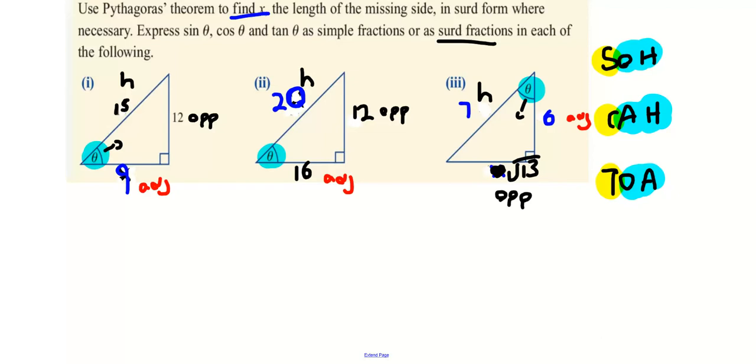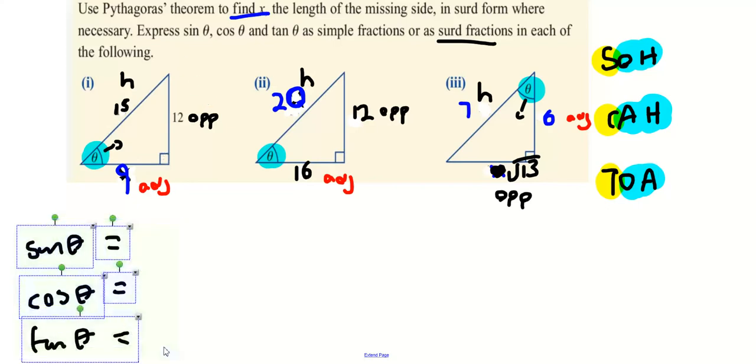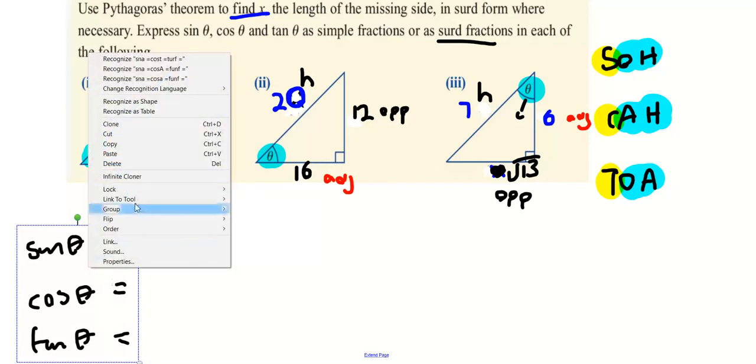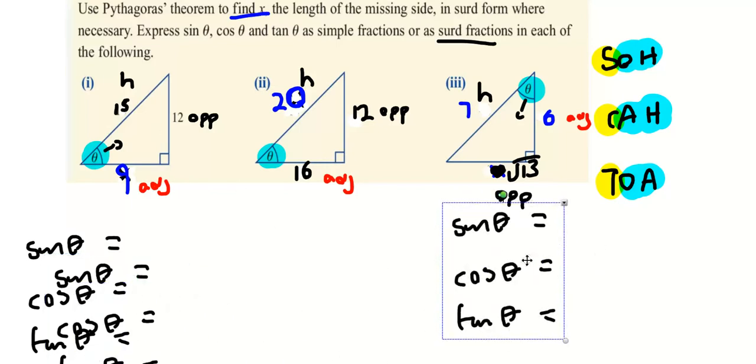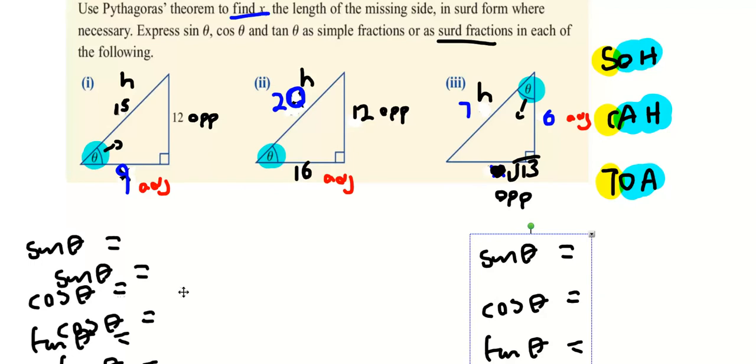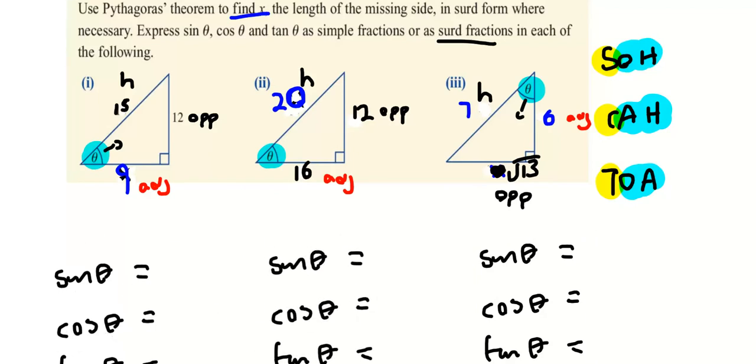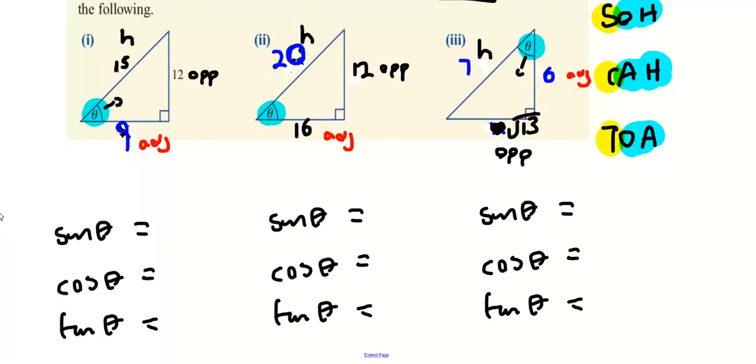Now we have to write down sine theta, cos theta, and tan theta, and we're going to have to do this 3 times, okay? So lucky for me, I think I can copy or clone this. Control D, Control D. All right, we're going to do 3 triangles, so there's going to be a good few of these, okay? Like so.